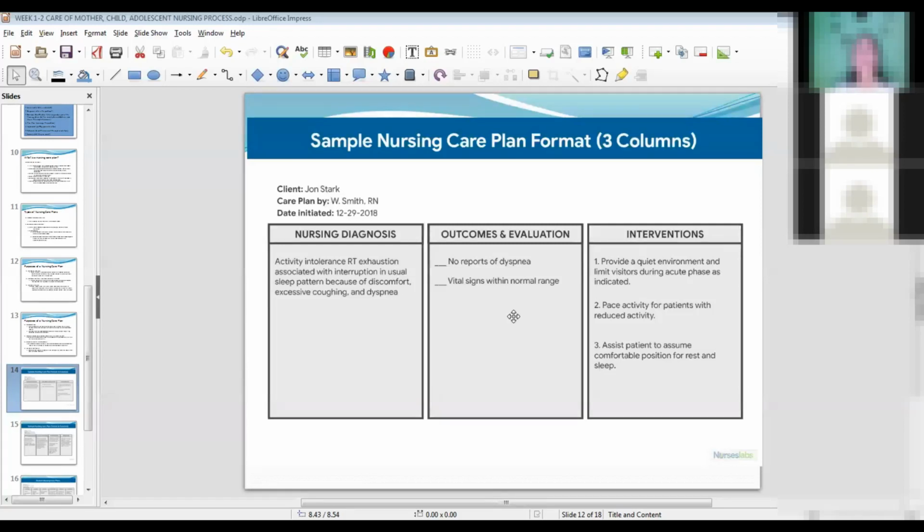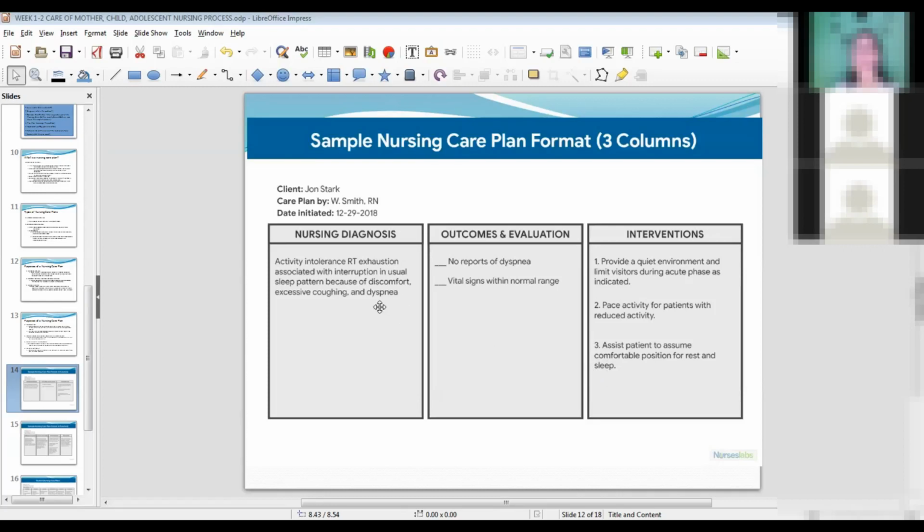and then continue with the second task, and then a rest period. That is what we termed as spacing of activity. So meron siyang period of rest in between. And the third intervention: assist the patient to assume a comfortable position for rest and sleep.